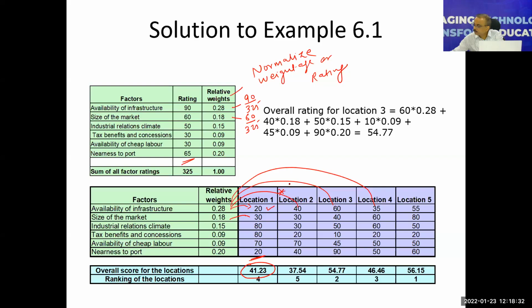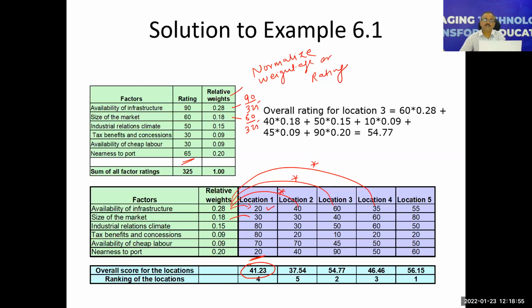So you will have to multiply it, and based on that, you have to come up with the score, and maybe based on that, you will come up with all these scores, and based on that, whichever will give you the higher score, maybe you can select that particular facility.